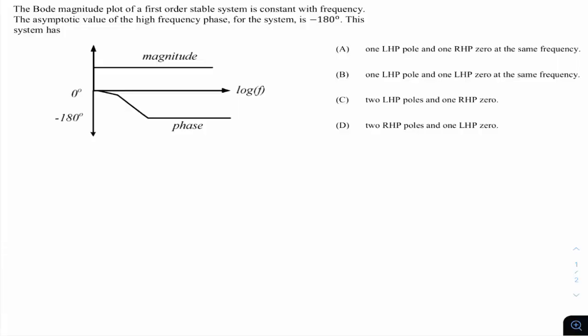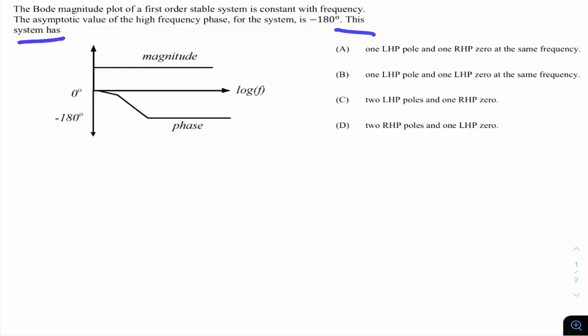This question was asked in GATE 2022 of Electrical. It is from the Control System subject and related to the Bode plot topic. The question is: the Bode magnitude plot of a first order stable system is constant with frequency. The asymptotic value of high frequency phase for the system is minus 180 degrees.